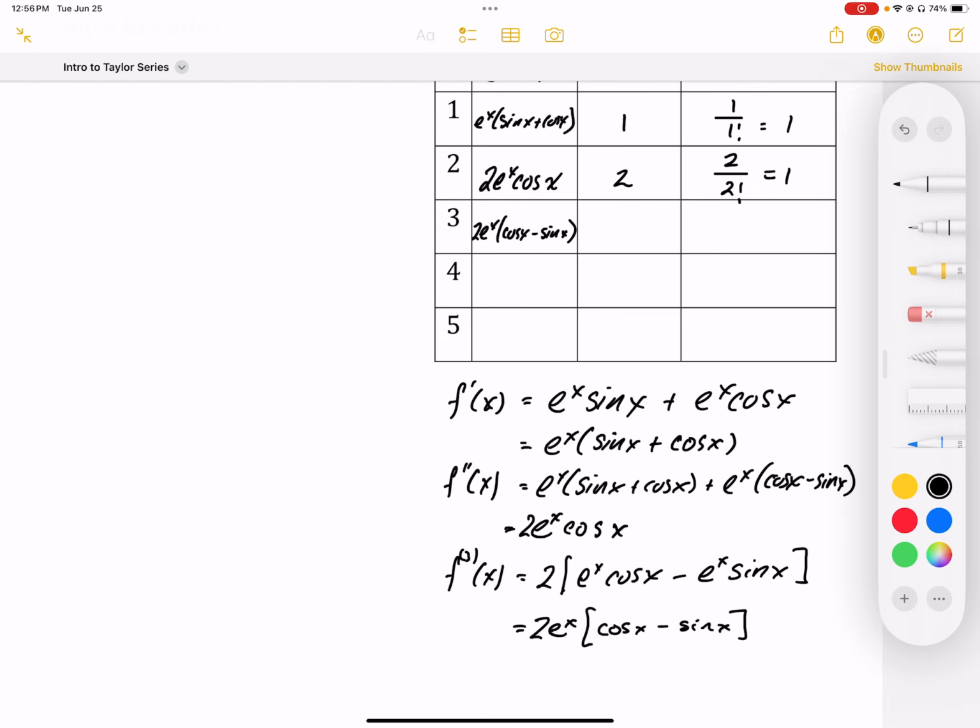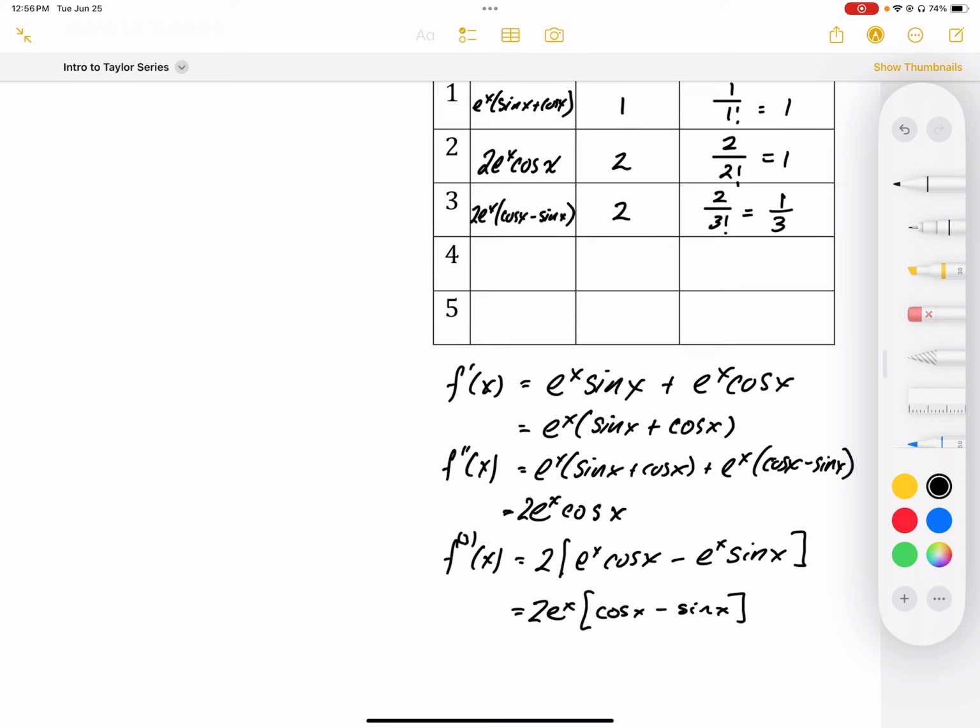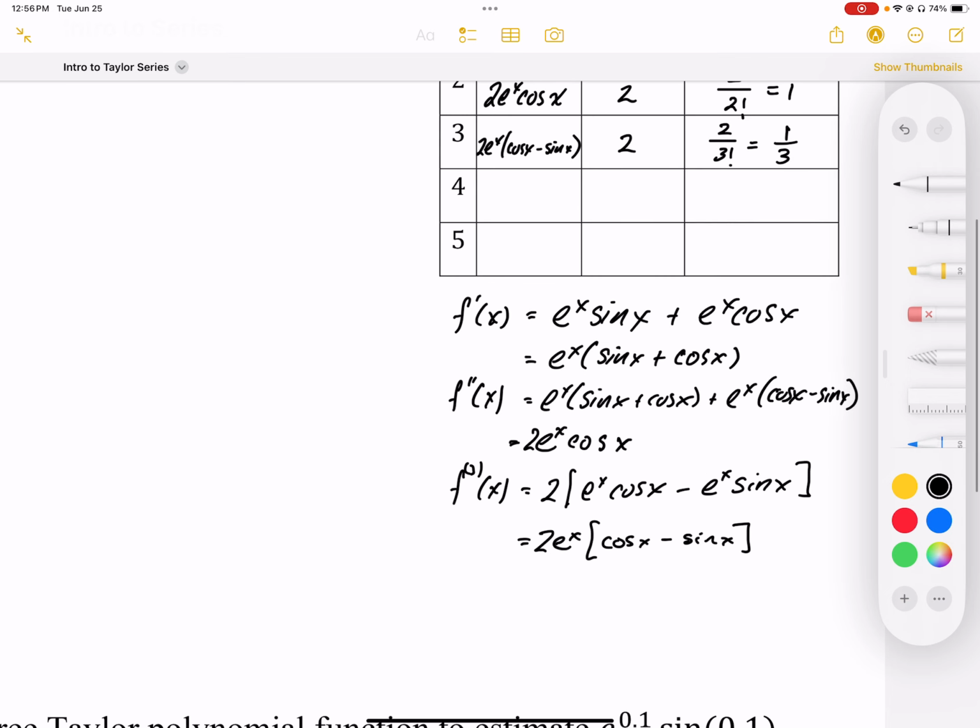Okay, when I plug in 0 into that expression, I'm going to end up with 2. And so I'm going to end up with 2 over 3 factorial. This is equal to 1 over 3. And then differentiating again, the nice thing is these derivatives don't get too complicated.